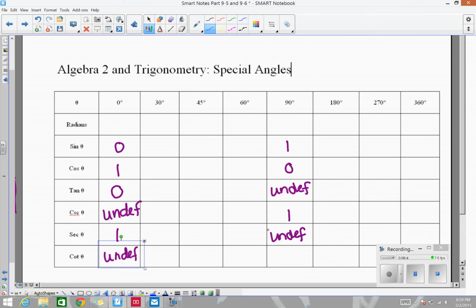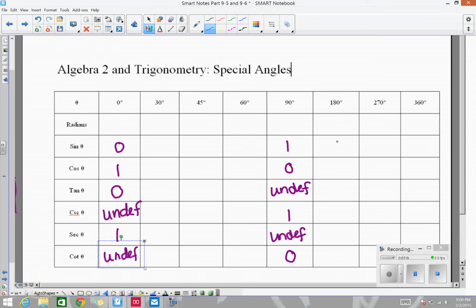Be careful here. Cotangent. Cotangent is reciprocal of tangent. Tangent's undefined. Well, what's the reciprocal of that? Just remember before we said it was undefined, it was 1 over 0. So the reciprocal of 1 over 0 is 0 over 1. So you can kind of think of undefined and 0 as reciprocals of each other.